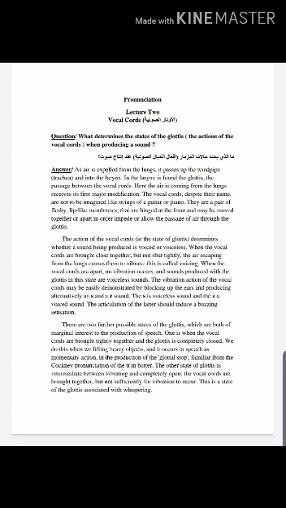The other state of the glottis is intermediate between vibrating and completely open. The vocal cords are brought together, but not sufficiently for vibration to occur. This is a state of the glottis associated with whispering.